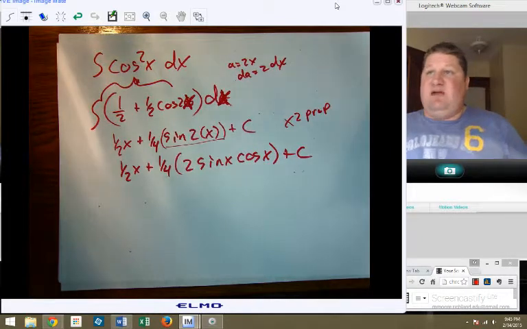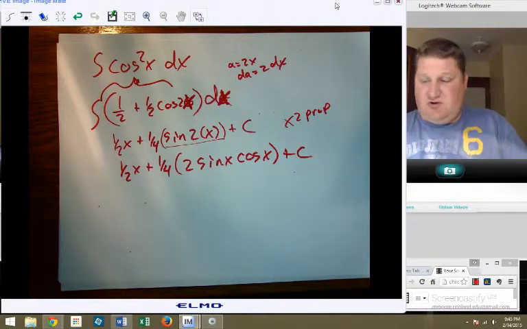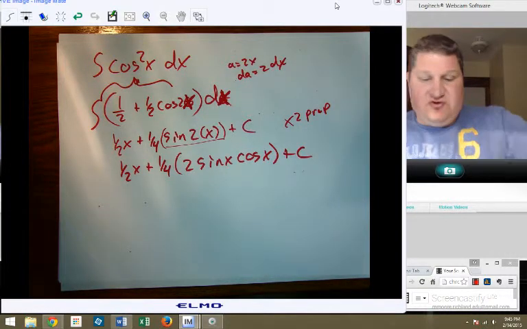So, not all evens can't be done, but evens in sines and cosines become more problematic. So, using trig substitution.